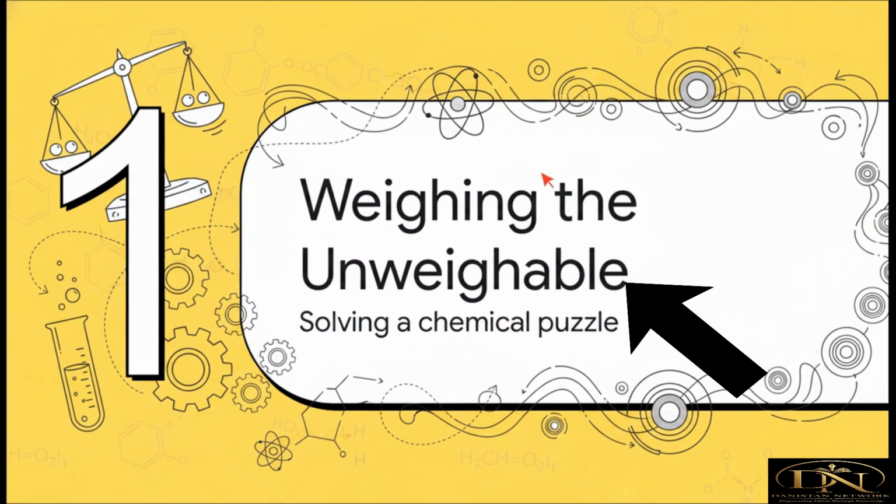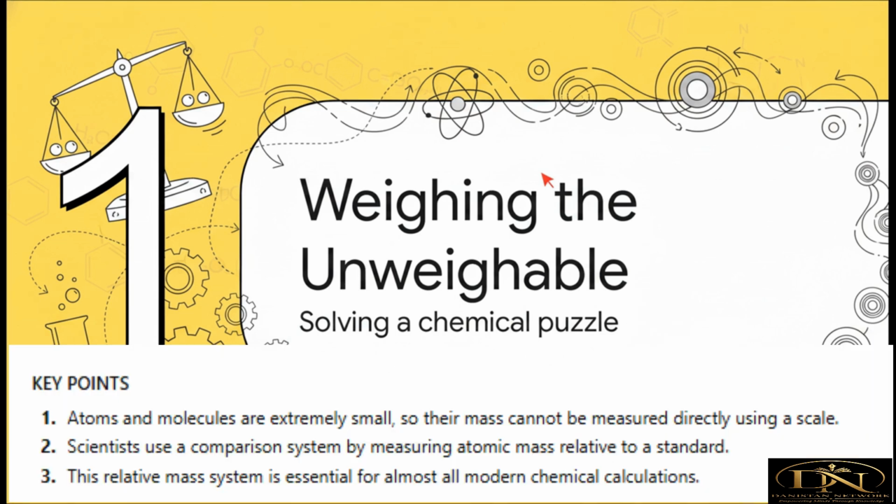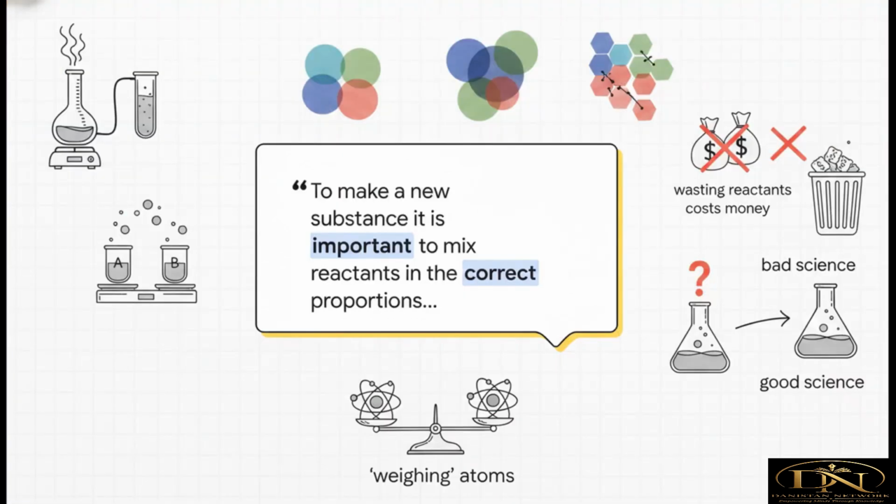We're going to look at how chemists crack this puzzle with a solution that honestly underpins just about every chemical calculation we still do today. You know, this wasn't just some abstract academic question. Chemistry has always been about making stuff. For thousands of years, people have been mixing things to get new materials. And if you're trying to make something, you gotta get the recipe right. You have to mix your ingredients in the correct amounts. Otherwise, you're just wasting stuff. So finding a way to weigh atoms was a really practical and essential problem to solve.